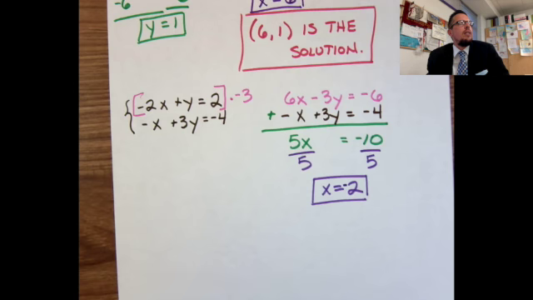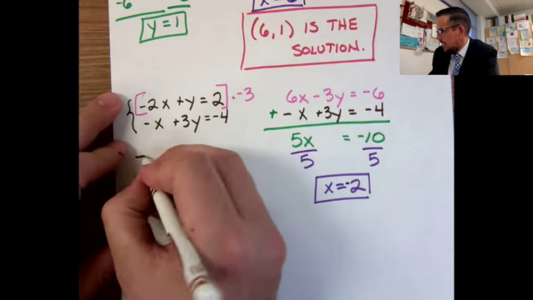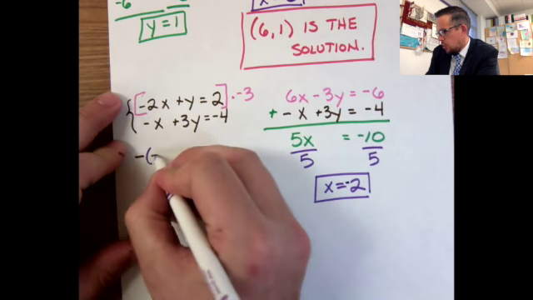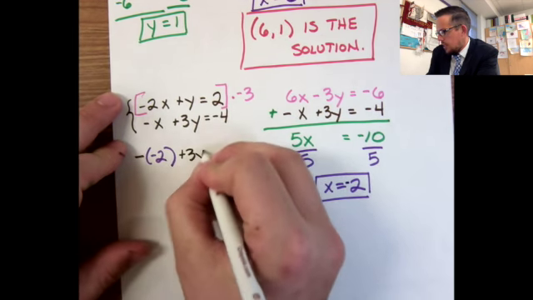I just did negative 3 because one of you said it. You're like, oh, what about the y's? You just pick one from the equation. Yeah, it doesn't matter. I'm gonna do the bottom one just because it looks a little simpler. So it's gonna be negative x, so negative 2 plus 3y equals negative 4.